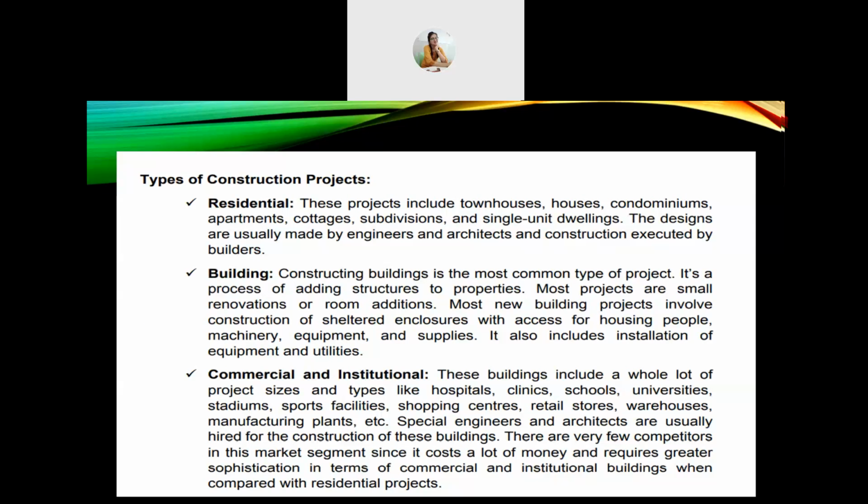Types of construction projects. First one, residential. These projects include townhouses, houses, condominiums, apartments, cottages, subdivisions, and single unit dwellings. The designs are usually made by engineers and architects, and constructions are executed by the builders. Number two, building. Constructing buildings is the most common type of project. It's a process of adding structures to property. Most projects are small renovations or room additions. Most new building projects involve construction of sheltered enclosures with access for housing people, machinery, equipment, and supplies. It also includes installation of equipment and utilities.